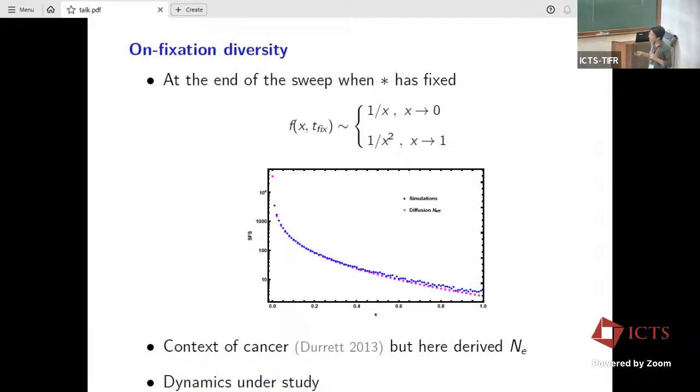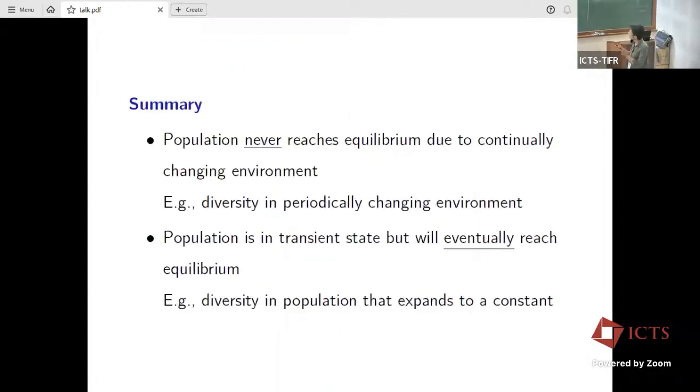So what we are actually doing right now, we have some results which I have not shown you, is how the SFS changes with time. I think we're just fixing some factors right now. Okay, so I think that's all I wanted to say. I'm just interested in understanding how diversity, SFS, and various statistics change with time, not just at the end when everything is done and balance has been reached. So those are the questions that I wanted to understand.